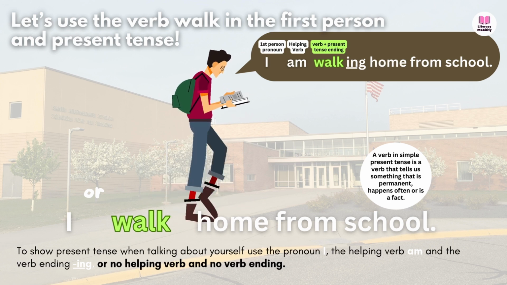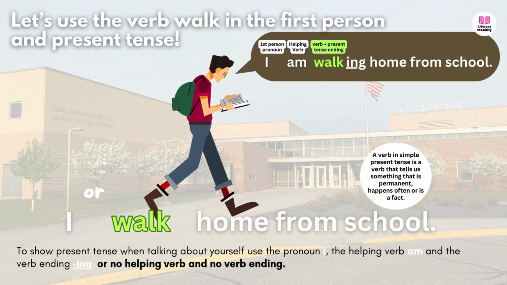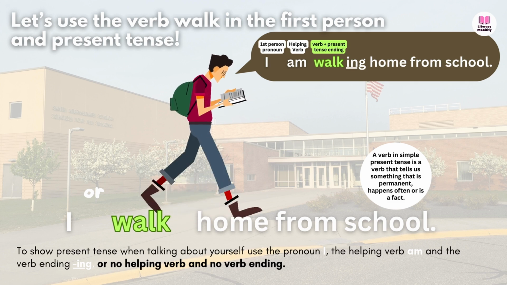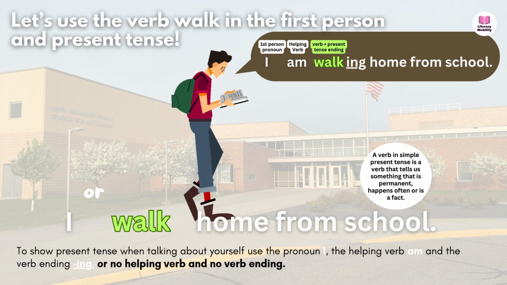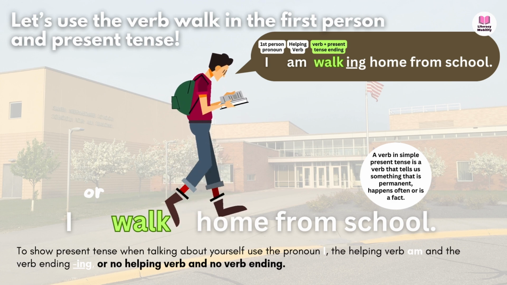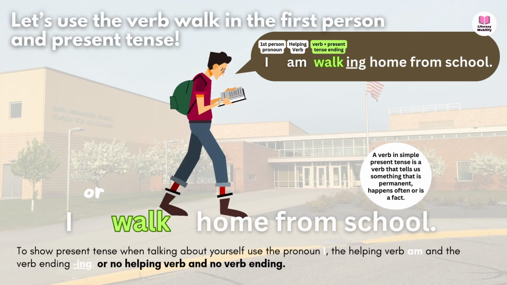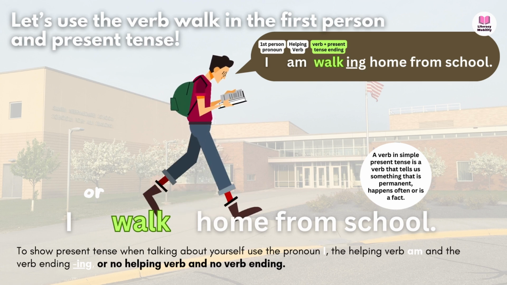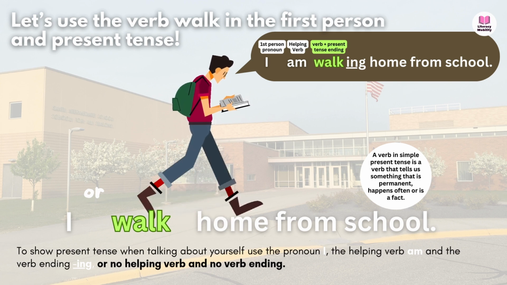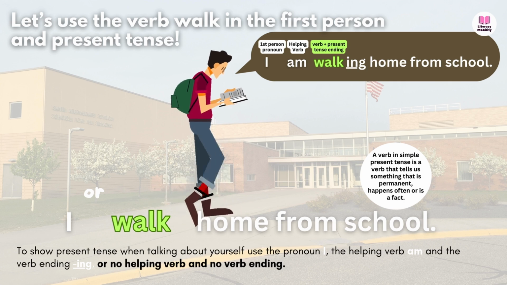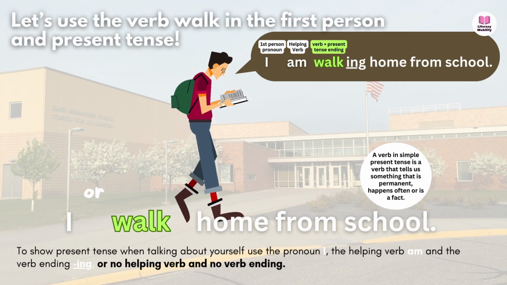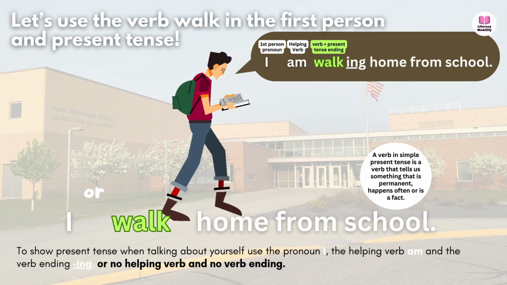Let's use the verb walk in the first person and present tense. I am walking home from school. When talking about yourself, use the pronoun I, the helping verb am, and the verb ending ing. If you are stating something that is permanent or happens often, you can simply say, I walk home from school, with no helping verb and no verb ending.